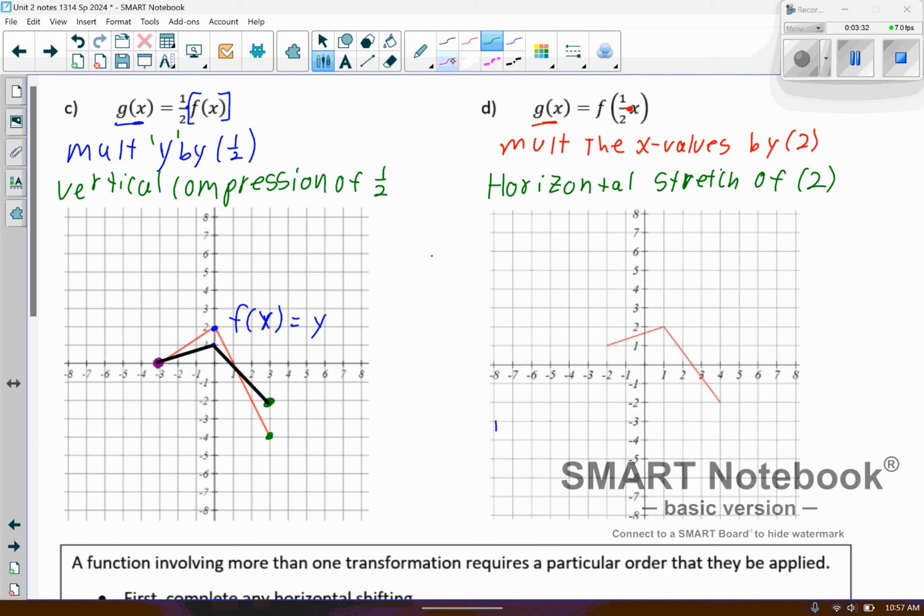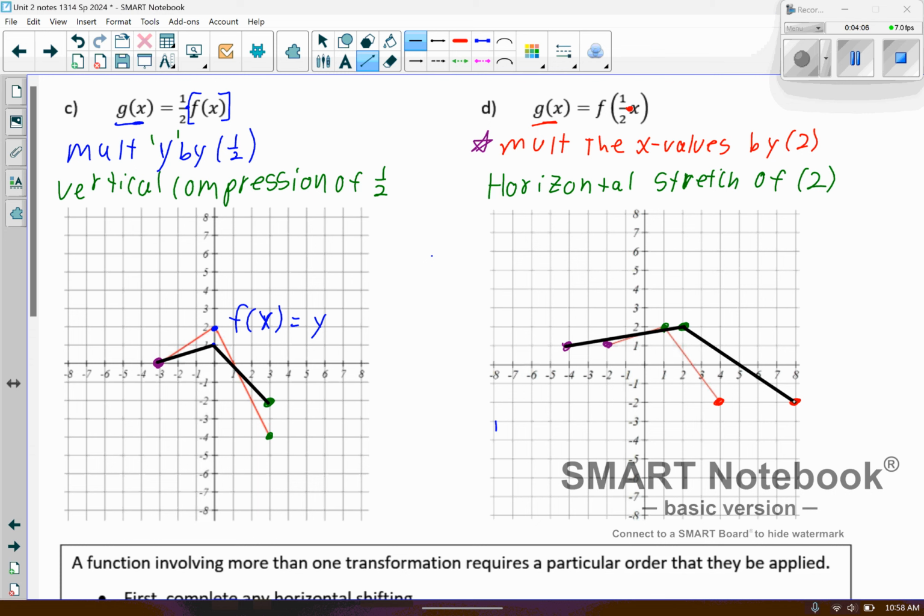So following what I have up here in red, I'm going to multiply my x values by 2. So looking at this first point, my x value was -2. It's going to stretch to -4. Then looking at this point, my x value was a 1. We're going to stretch that to a 2 right there. And then my x value here was a 4, and that's actually going to get stretched all the way to 8 over here. And so now we'll go ahead and connect those dots, and there we go.